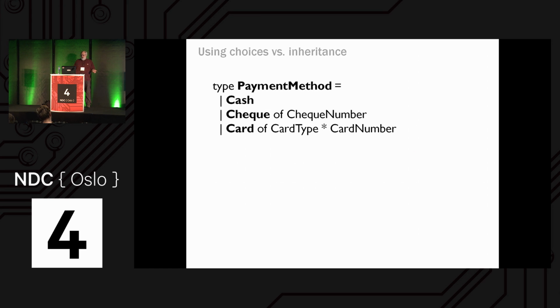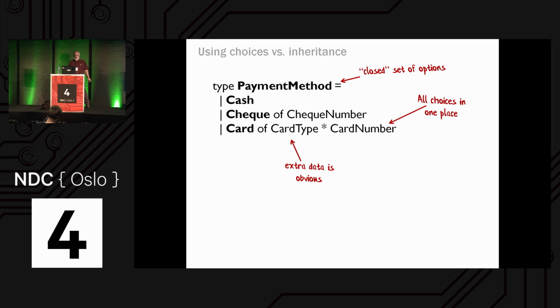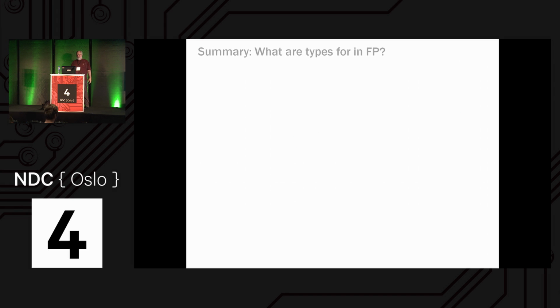So if you go to the F# model, what's nice is that all the choices are in one place, and it's a closed set of options. You know exactly, it's only these 3 choices. And the extra data for each choice is right there in your face. You don't have to search around in different files. It's right there. So from a modeling point of view, this kind of approach is very, very nice.